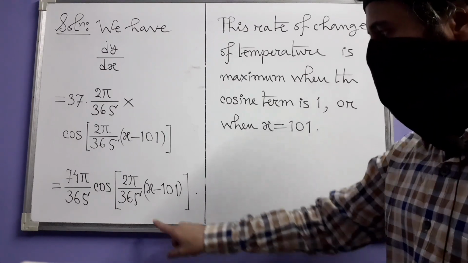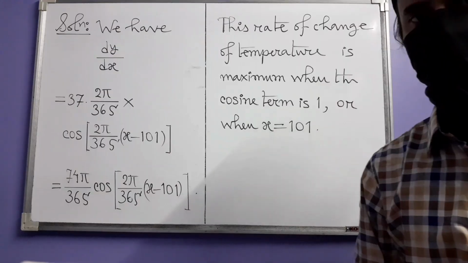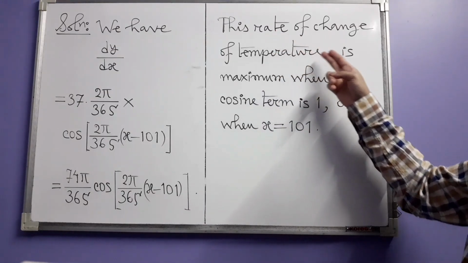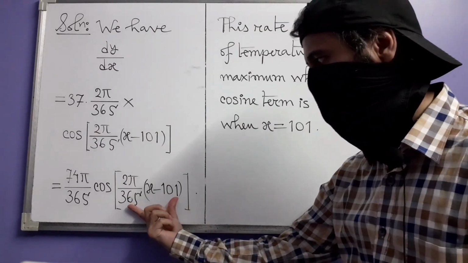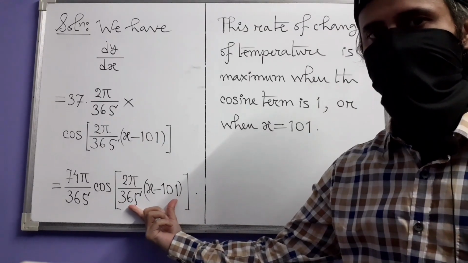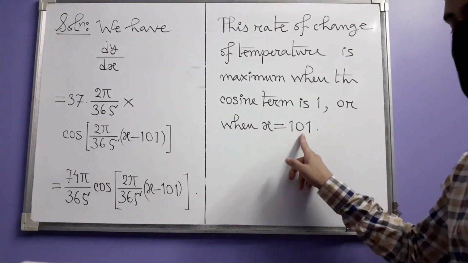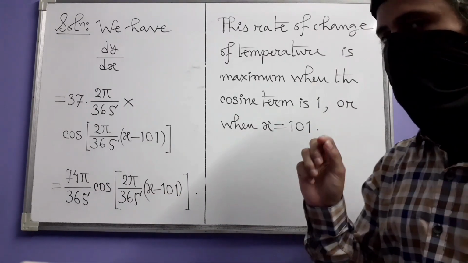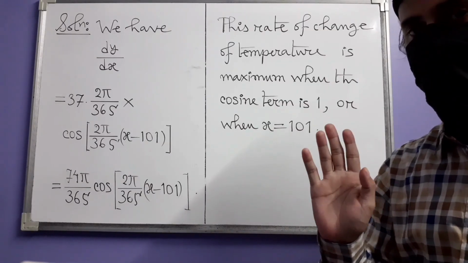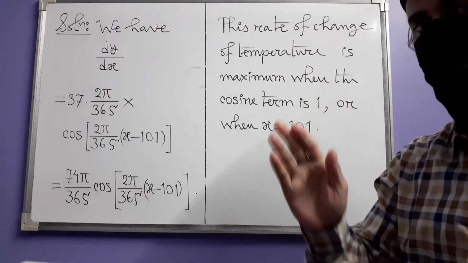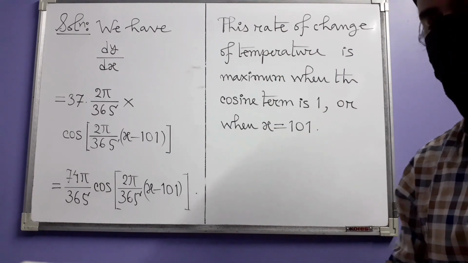So obviously this value involving a cosine term would be maximum when this cosine is 1. So we write this rate of change of temperature is maximum when the cosine term is 1, and that happens only when this argument inside the cosine is 0, which in turn corresponds to the x value, x equal to 101. So this means that on day 101 the temperature is increasing the fastest. This does not mean that the temperature is the highest. It means that the temperature is increasing the fastest. The rate is the maximum.